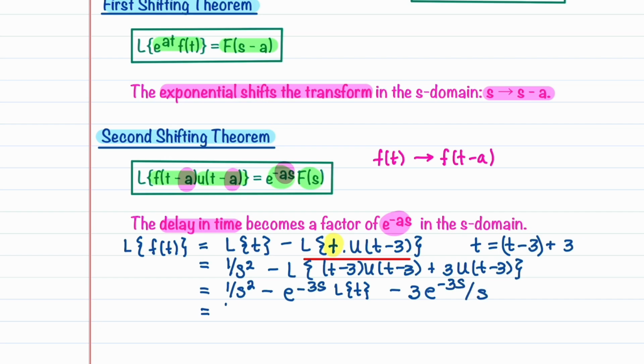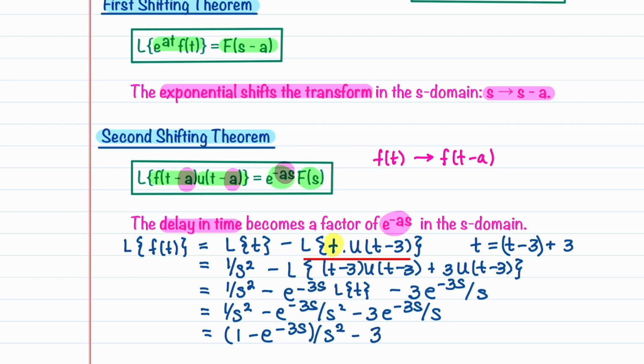This gives us 1 over s squared minus e to the minus 3s divided by s squared minus our 3e to the minus 3s divided by s. Let's combine our s squared terms, and we have 1 minus e to the minus 3s, all divided by s squared, and then we have minus 3e to the minus 3s divided by s. And there's our Laplace transform.